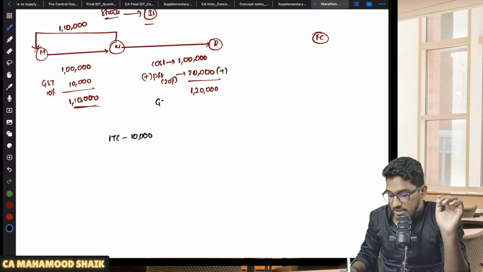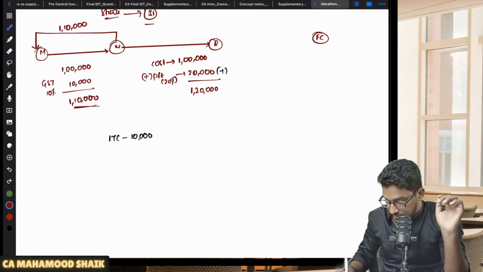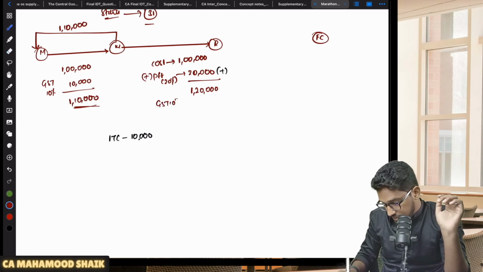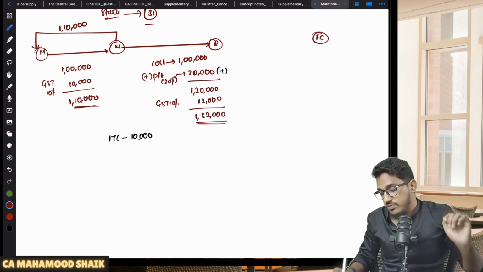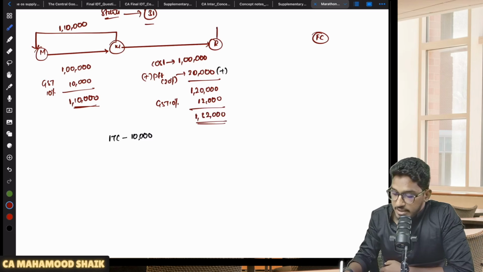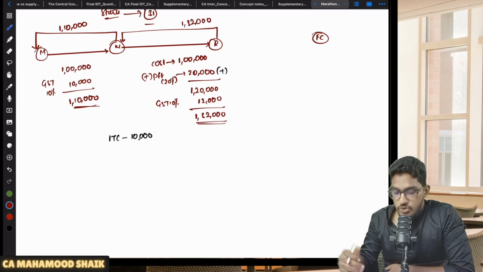Now he will charge GST from the retailer. Let us say he will charge 10% GST. So he will charge GST at the rate of 10%: 1,20,000 into 10%, which comes to 12,000 rupees. Total 1,32,000. That is the amount of the bill which will be given to the retailer. The retailer will pay 1,32,000 to the wholesaler. Now, can the wholesaler enjoy that money?